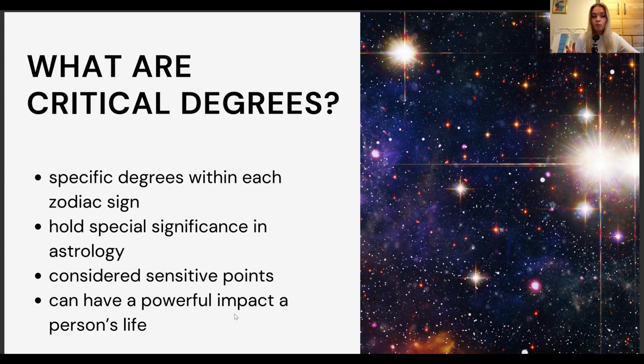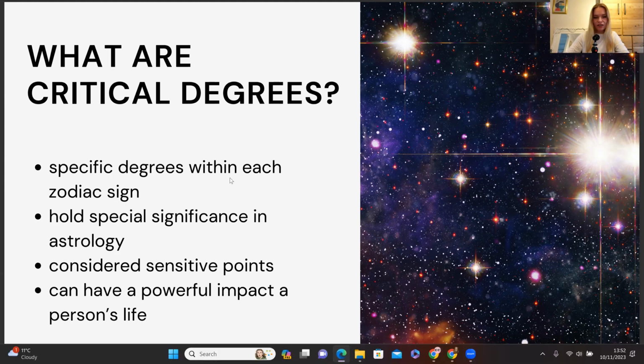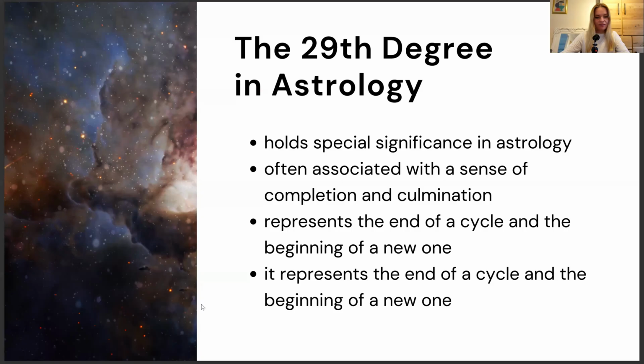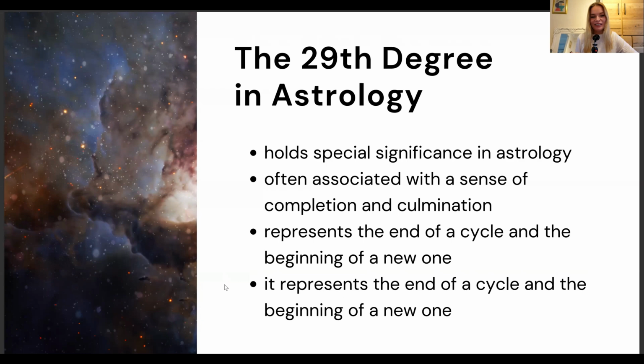And planets, angles, or points located at critical degrees may have a much stronger impact upon our personality traits, our behavioral patterns, and life circumstances. Now, by analyzing the placements of planets, points, or angles at critical degrees, we can gain more insights into our life experiences. Right, so moving forward. Next slide, and perfect. Right, so what is the 29th degree in astrology?